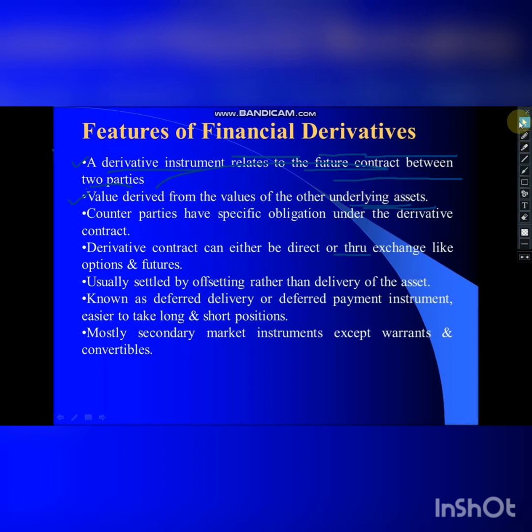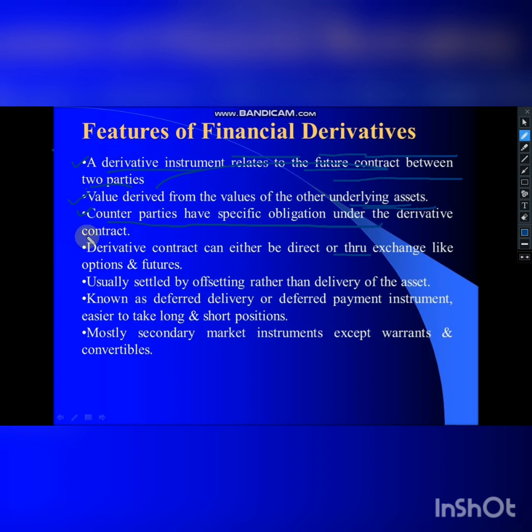Now come on to the next point. Next point we have is counterparties. Counterparties have specific obligations under the derivative contract. Definitely there are two parties, one is the seller and one is the buyer, and these two parties have certain obligations. Obligations means duties, and these duties have to be performed by these two parties.